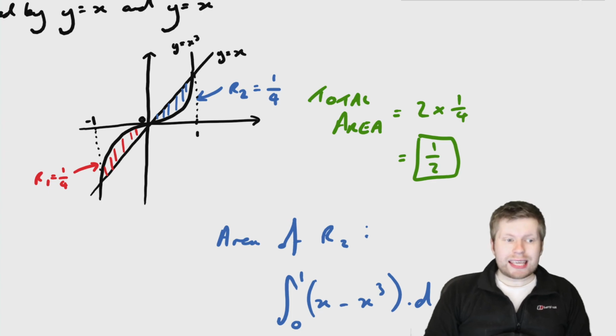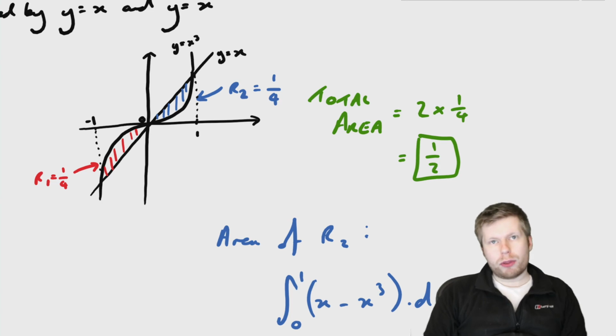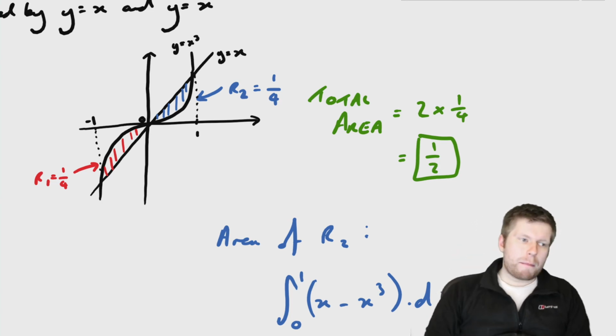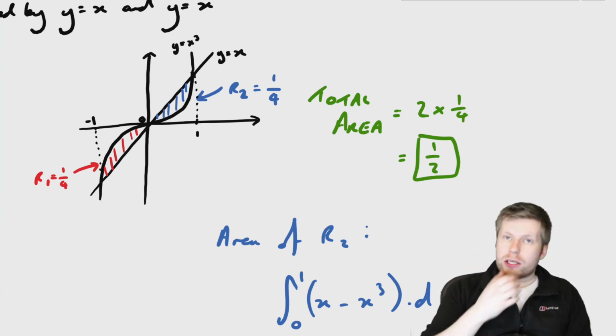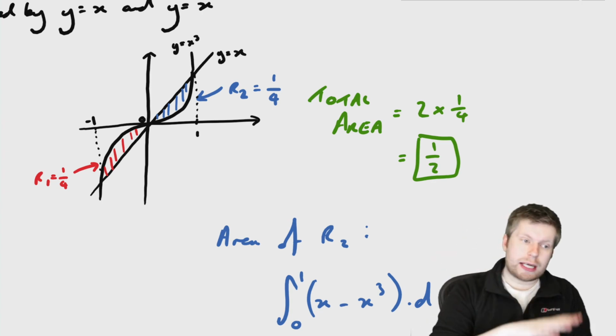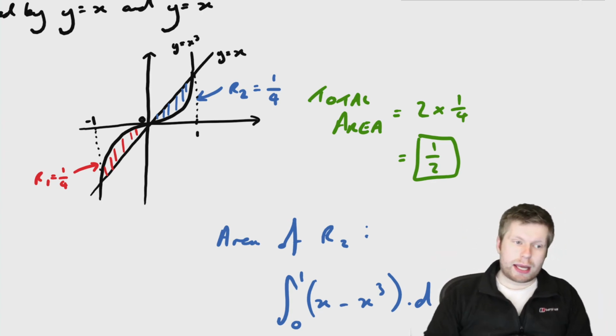But also bear in mind, same kind of thing as before: if you have two regions, one above the x-axis and one below the x-axis, you must make sure that you work them out separately, because one region will come out as negative and one as positive, unless you're being careful.